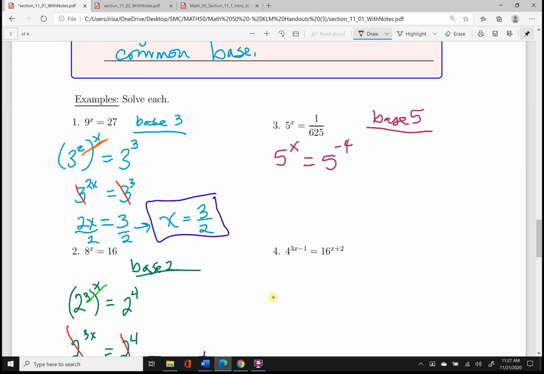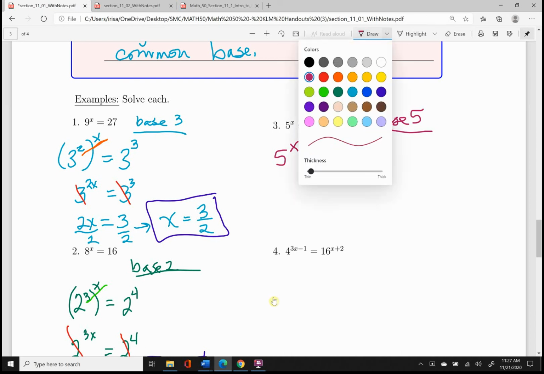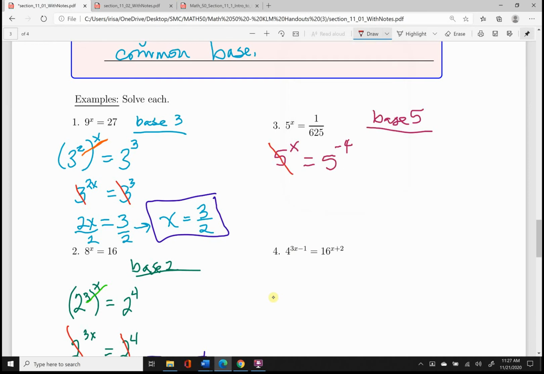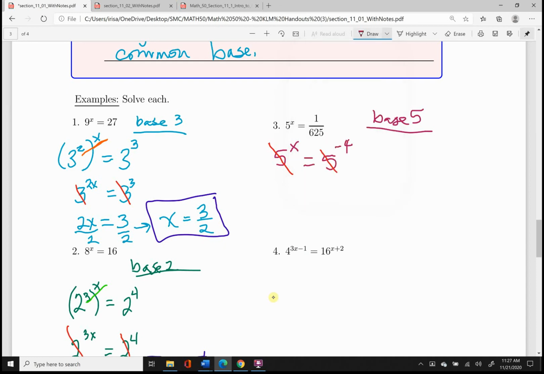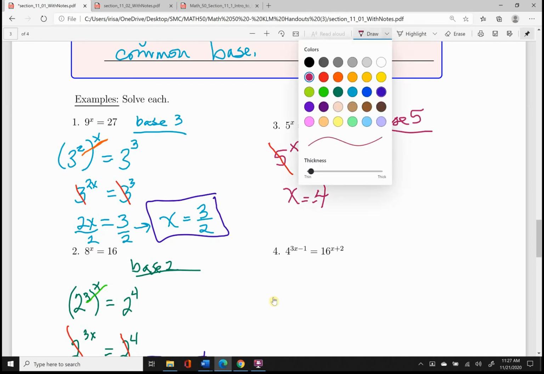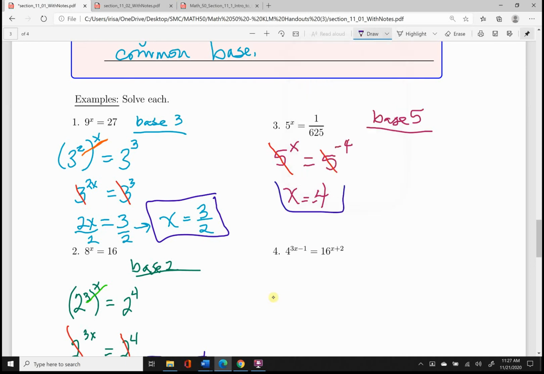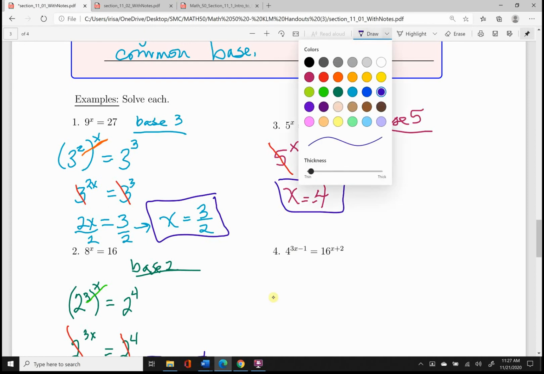Great. So let's go ahead and recognize that we can now slash away those bases, drop the base, and therefore x equals negative 4. That was relatively quick. x equals negative 4. Done on that one. Great.